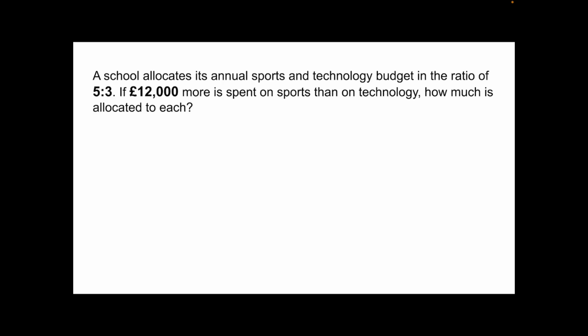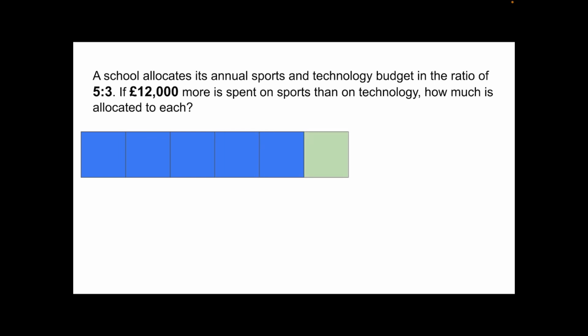A school allocates its annual sports and technology budget in the ratio of 5 to 3. If £12,000 more is spent on sports than on technology, how much is allocated to each? I think this is where the bar model really comes into its own. So we're going to draw our bar, and we're going to draw 5 blue, and that's going to represent sports, and 3 green, and that's going to represent technology.